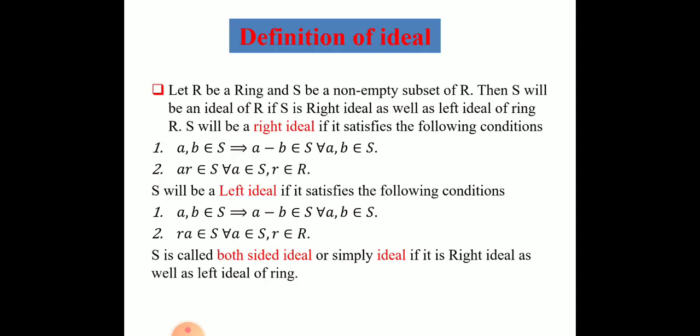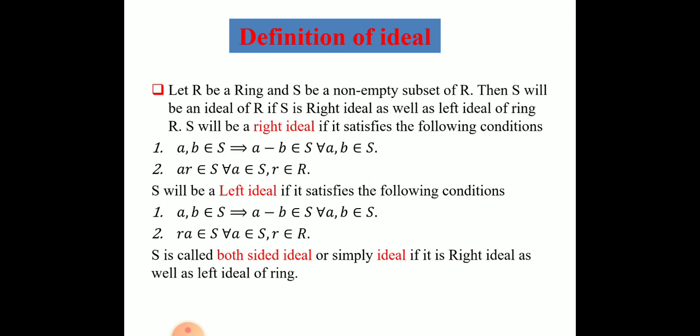So first of all, what is an ideal? Let's consider a ring R and a non-empty subset of that ring, which we call S. Then S will be an ideal of the ring R if it is a right ideal as well as a left ideal of that ring.